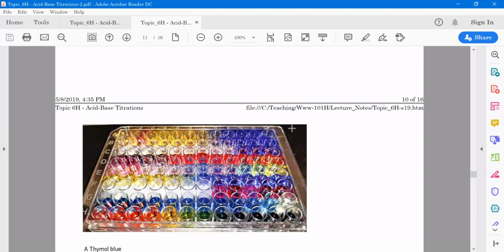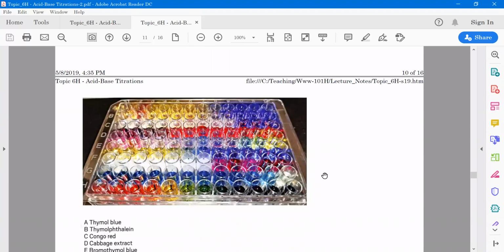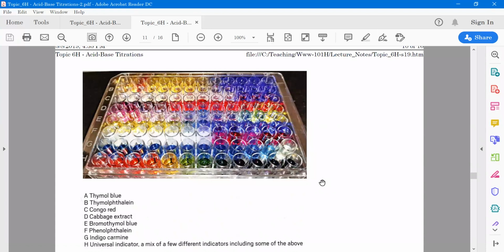So this is a simple example, and some of these you can't see as well, I admit, but this one is a very interesting little set of vials that they have here. That's why I included it in the lecture notes. These are several different indicators, lettered from A to H: thymol blue, thymolphthalein, Congo red, and so on. Phenolphthalein is F, for example. And those correspond to these letters A, B, C, up to H on these rows here of the different indicators.